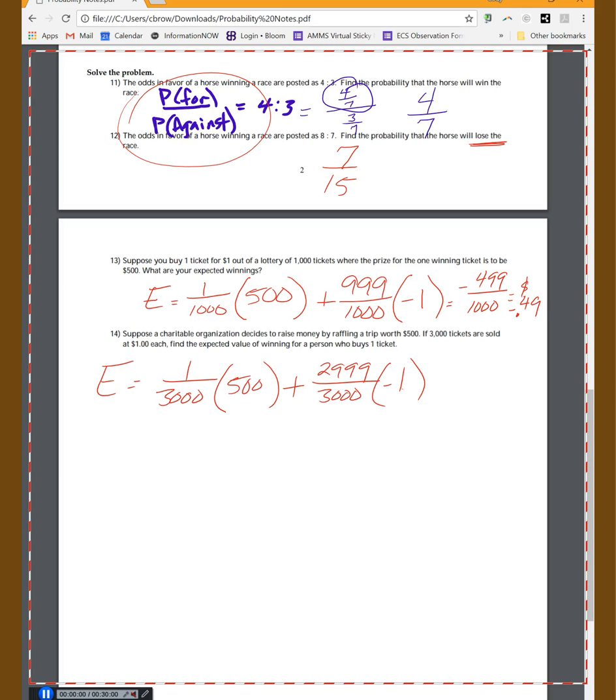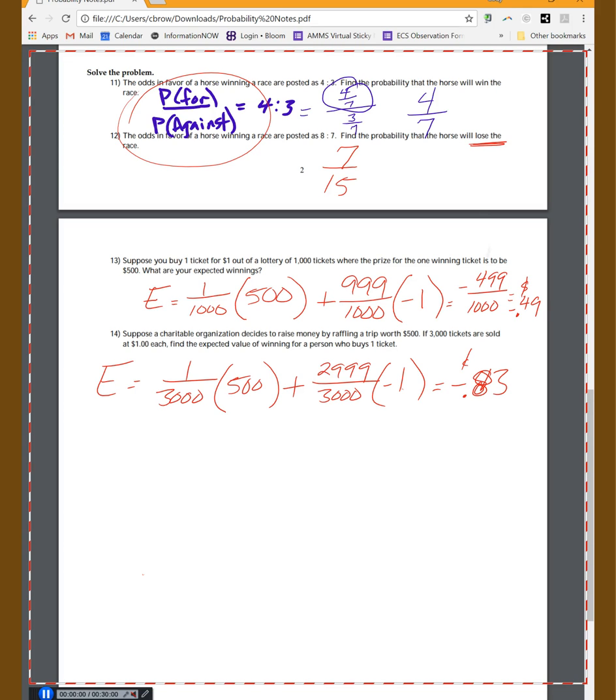So 1 in 3,000 times the 500, plus the 2,999 divided by 3,000 times -1, gives us negative 83 cents. So negative 83 cents.